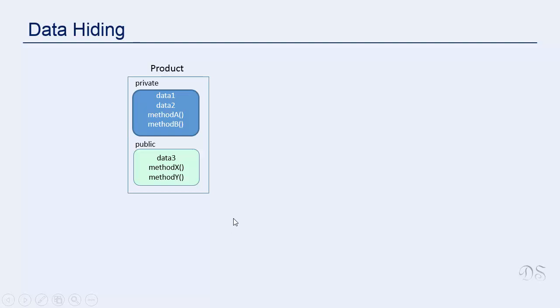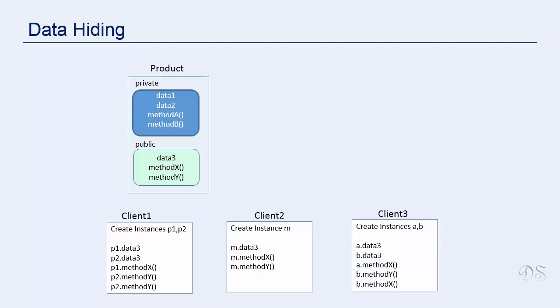First, let us see why there is a need of this distinction between private and public when working with a class. The users of a class are generally called clients, and the client code uses the class by instantiating it, that is, by creating its objects. So suppose we have these three clients that use this class named product in their applications. These clients can access this variable data3 and can call these two methods, method x and method y, through the instances of the class. But they have no access to these variables and these methods.